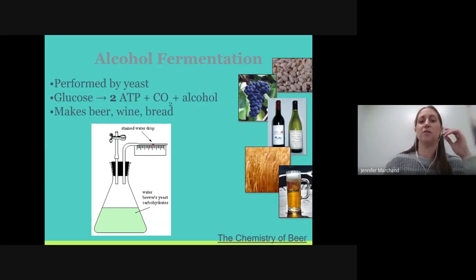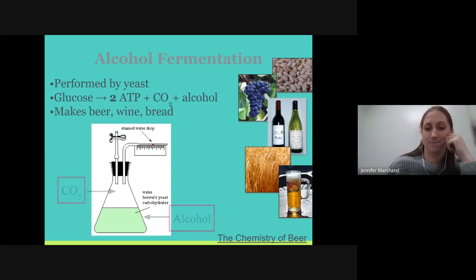Okay, so alcohol fermentation, as performed by yeast, takes in glucose and then produces ATP, CO2, and alcohol. This helps to make beer, bread, and wine. Okay.